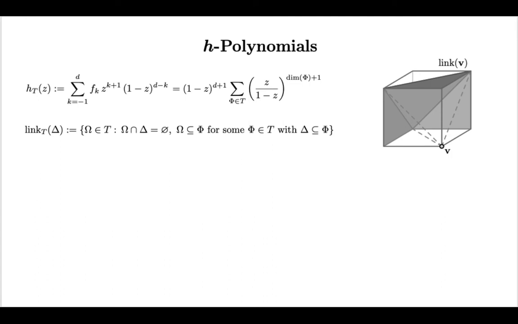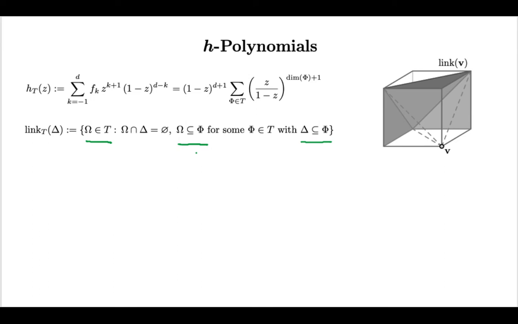So here's the definition. You're fixing delta, one of your simplices in T. And the link consists of all simplices omega in the triangulation with the following two conditions. They don't meet delta, they are disjoint from delta, but they're contained in some common simplex in the triangulation with delta. One way to think about the link is to look at all simplices in the triangulation that contain delta, and then the link will consist of all simplices in this bigger simplex that are disjoint from delta.